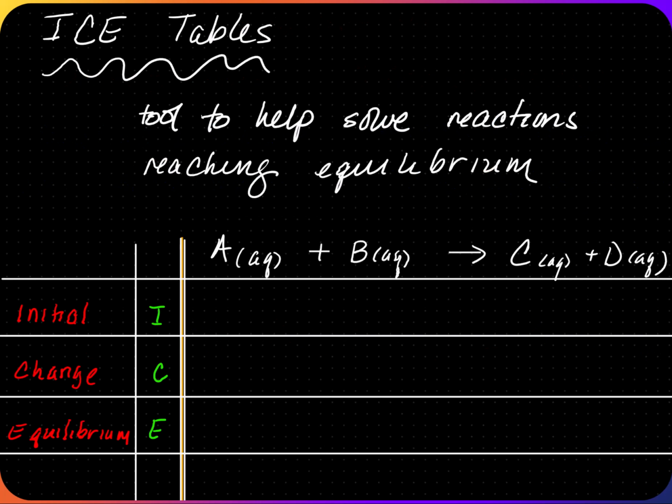When reactions happen, they are not always at equilibrium immediately. So ICE tables are tools to help solve reactions reaching equilibrium. I stands for initial, C stands for change, E stands for equilibrium. So whenever the reaction is not at equilibrium or initial concentrations are provided, you must write an ICE table.